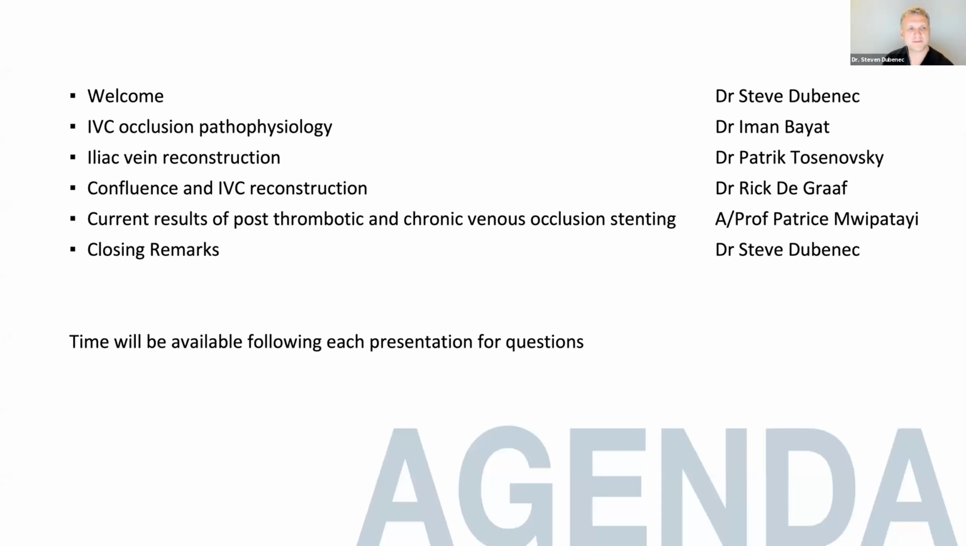So tonight we have some very interesting topics. We're going to talk about the inferior vena caval occlusion and the pathophysiology behind this, iliac vein reconstruction and stenting, confluence and IVC reconstructing, and results from post-thrombotic and chronic venous occlusion stenting.